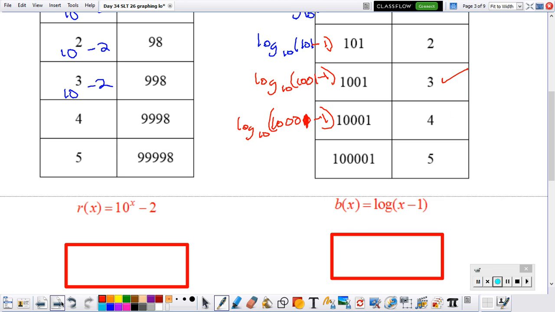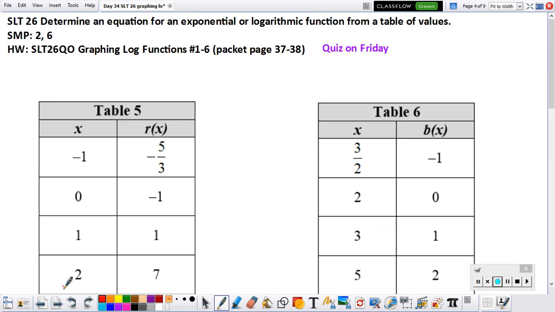All right. Go ahead and take a look at page 35 and pause the video and try those two on your own.